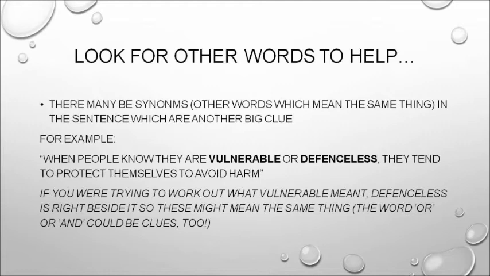An example: when people know they are vulnerable or defenceless, they tend to protect themselves to avoid harm. So if you were trying to work out what vulnerable meant, then the word defenceless is right beside it. That could mean the same thing, especially if there's an "or" or maybe even an "and" right beside that word, and that's giving you a clue to what it means.